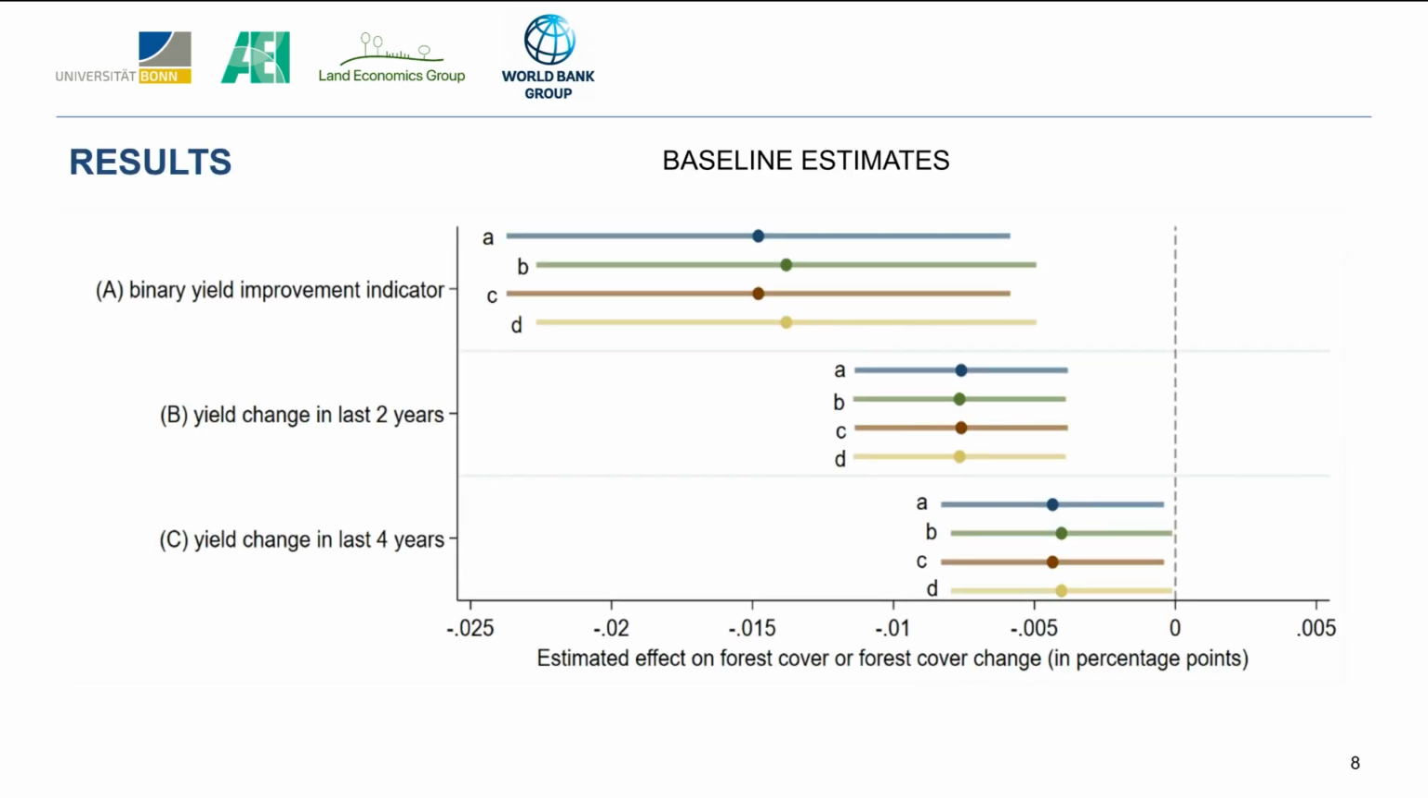So the first main result is a sad one. It's crop yield improvements lead to forest loss. It's not a huge effect. The numbers are difficult to interpret.